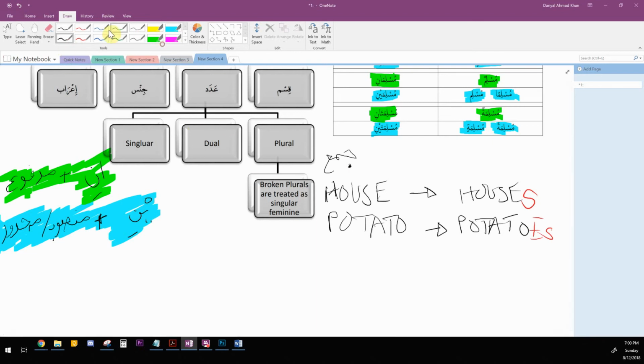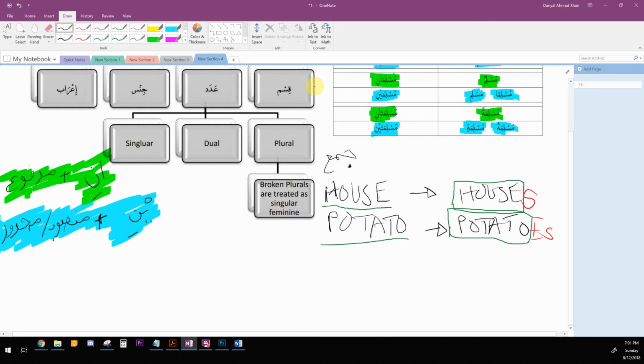These are sound plurals. Why is it? Because look here, you have the word house. Can you find the word house in the plural version? Yes, you can. It is right here. That means it's sound. Once again, the word potato. Can you find the entirety of the word potato unchanged inside the plural? Yes, you can. Potato is right here. So you have sound plurals where the form is maintained.